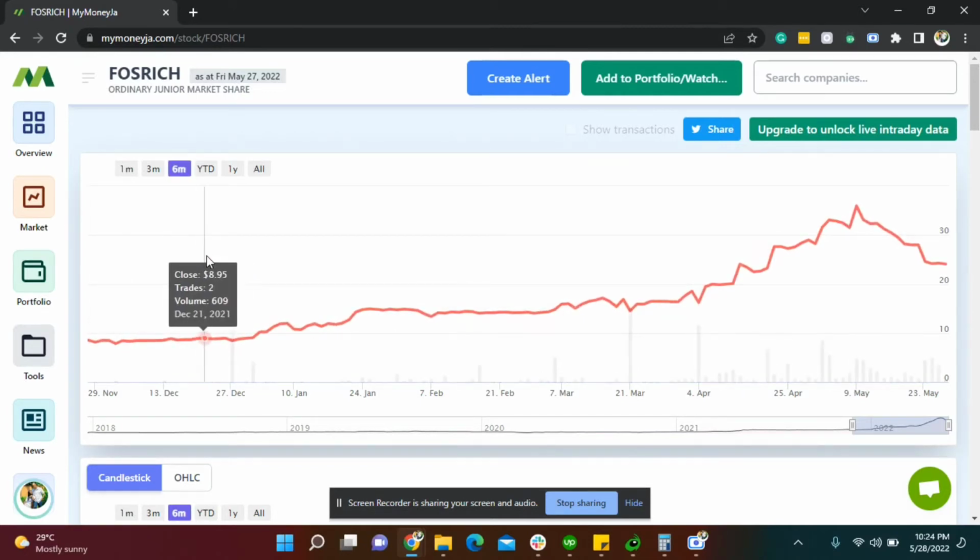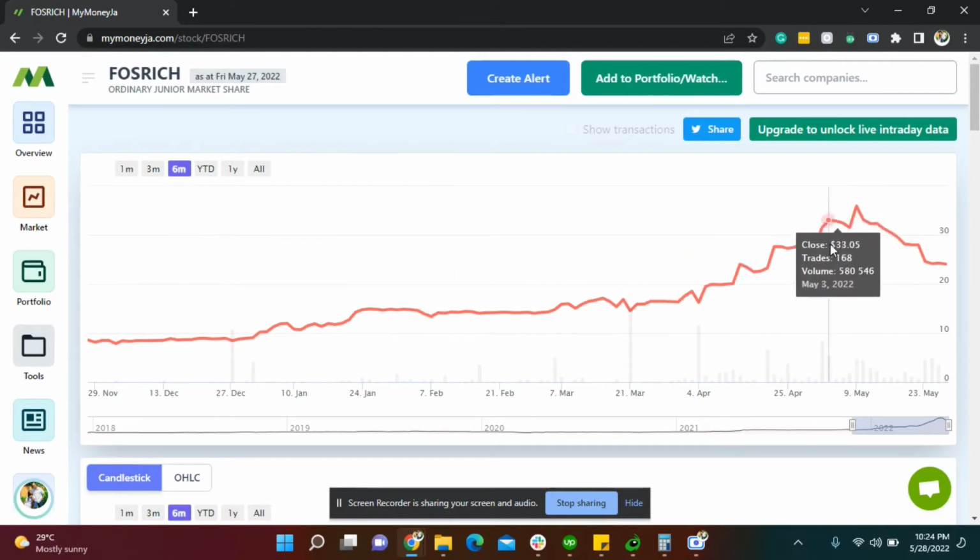So we're going to stick to the 6 month here, which would be November 26, 2021. That was $8.56. And we can see that it peaked a high here at $35.92, May 9th, which was just the other day, right? And right now it's selling at $24.07. So this is the last traded value that Fosrich has been trading at. And you can see the growth from $8. And I think this stock is actually coming from $2 in 2017 when it got listed, right?